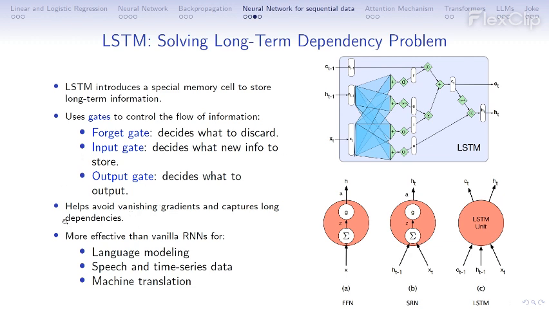So the idea ምንድነው? It helps avoid vanishing gradient and capture the long-term dependency. So it's more effective than vanilla recurrent neural networks. So vanilla ማለት just plain, so it's vanilla. And language modeling, speech and time series, machine learning, and so language translation and so on.